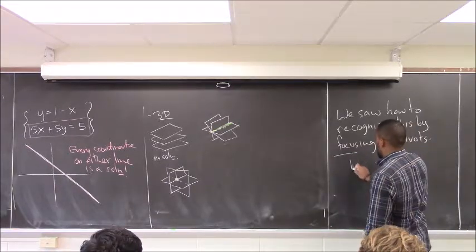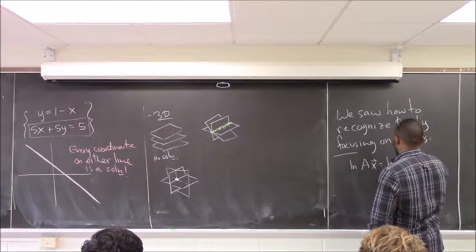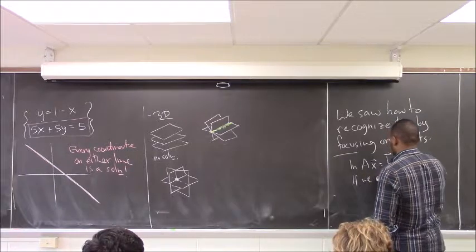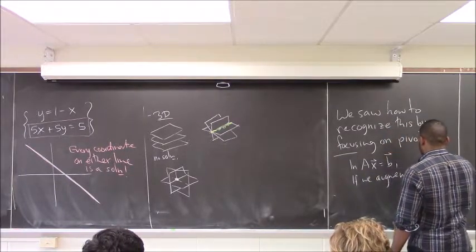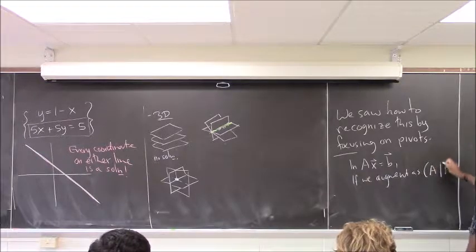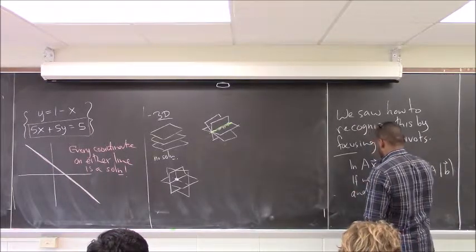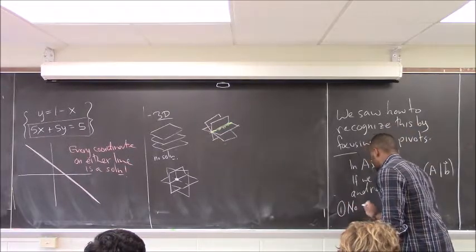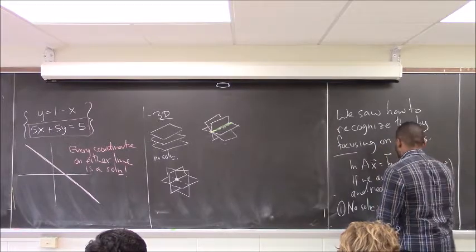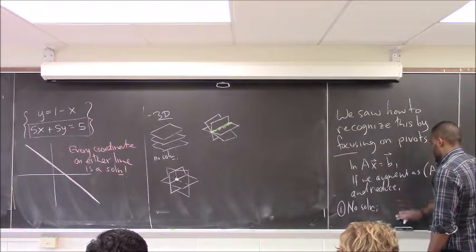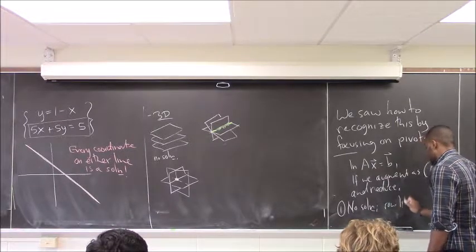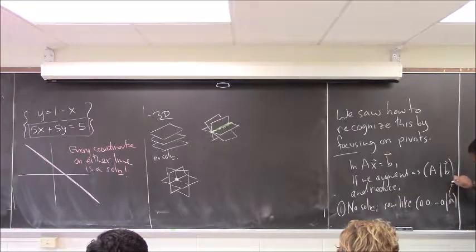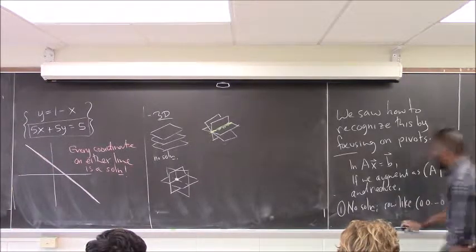So in AX equals B, if we augment as [A | B] and reduce, then no solution means, and this is all it will ever mean, you have a row, like a bunch of zeros and ending with something not zero. Okay, so that we have.